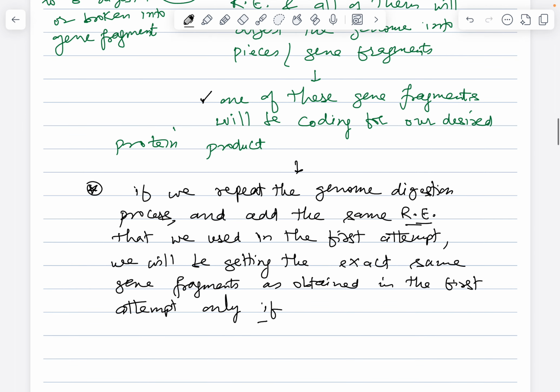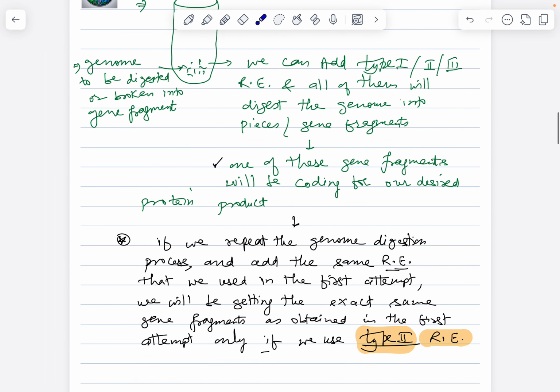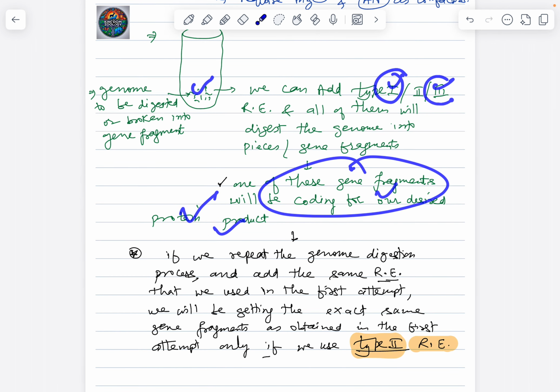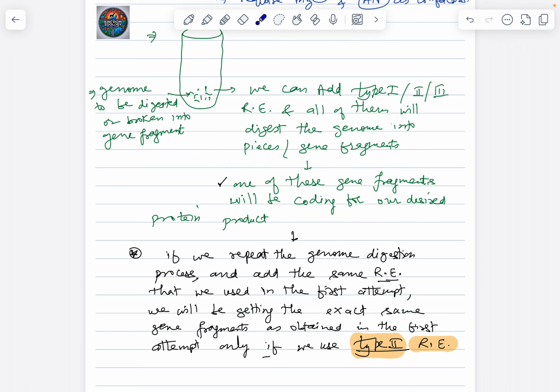So tell me, in which case? Only if we use what type of restriction endonuclease? Type 1, type 2, or type 3? If you just thought of type 2, that is the right answer. Because if I had added type 1 or type 3 enzymes in the previous attempt, even then I would have got gene fragments and maybe one of those coded for the desired protein product. But if I want to cut the same genome with the same enzyme and expect the same fragments next time also, it's not necessary that I'll be getting the same fragments because the enzyme may cut at a different place this time. But with type 2, that problem is not there.